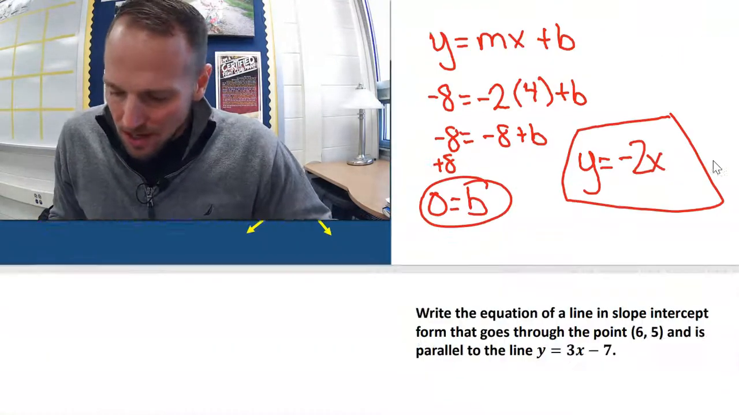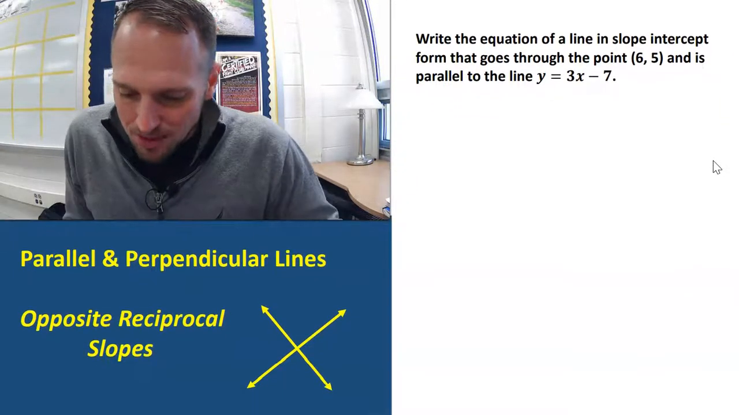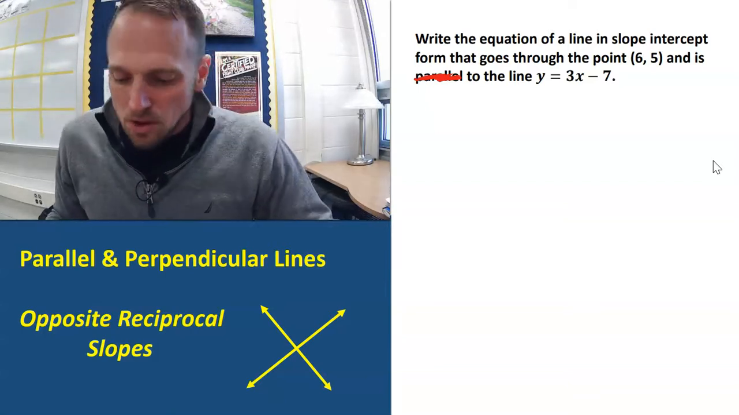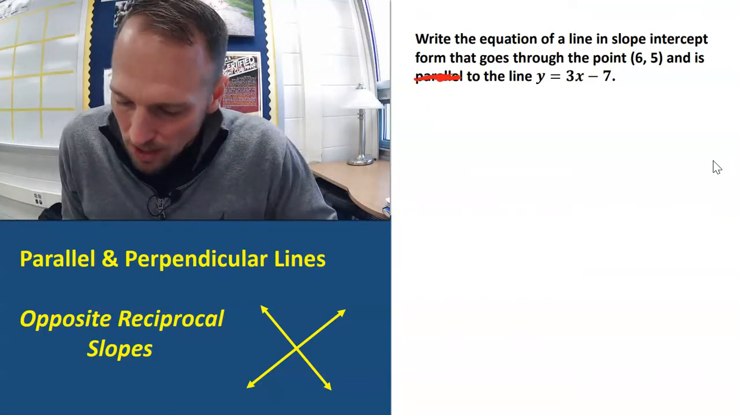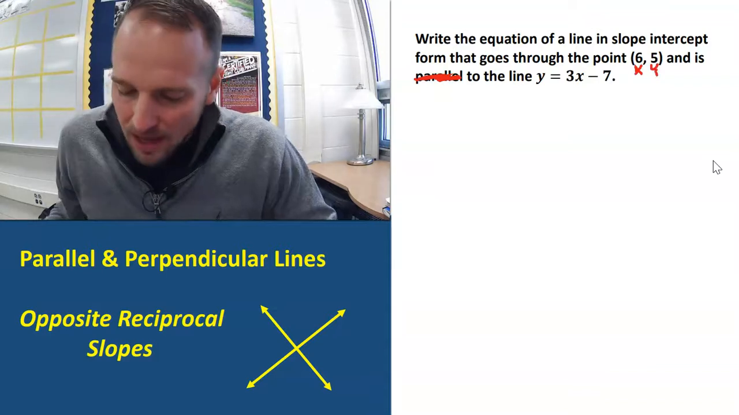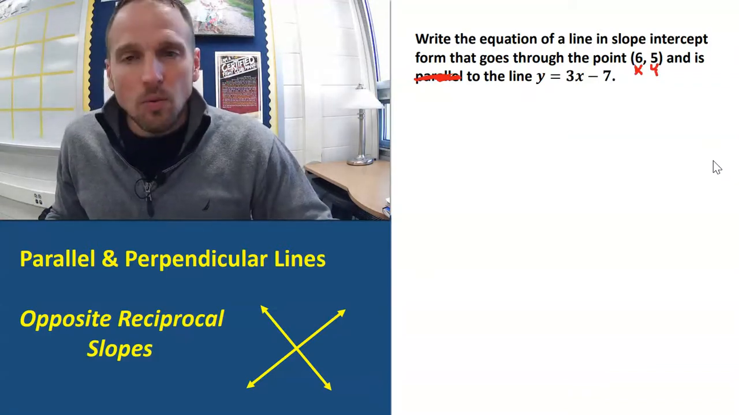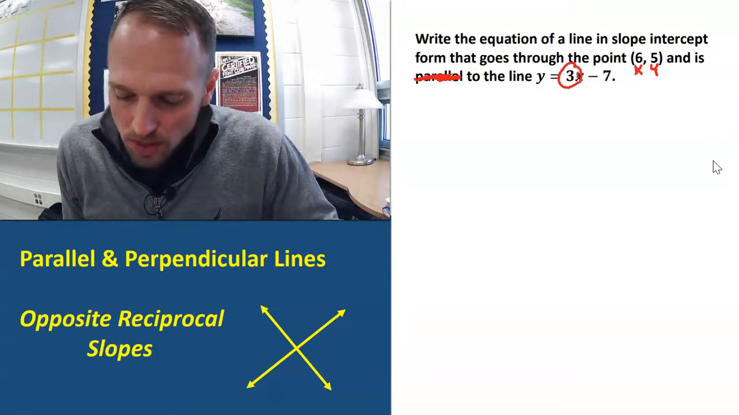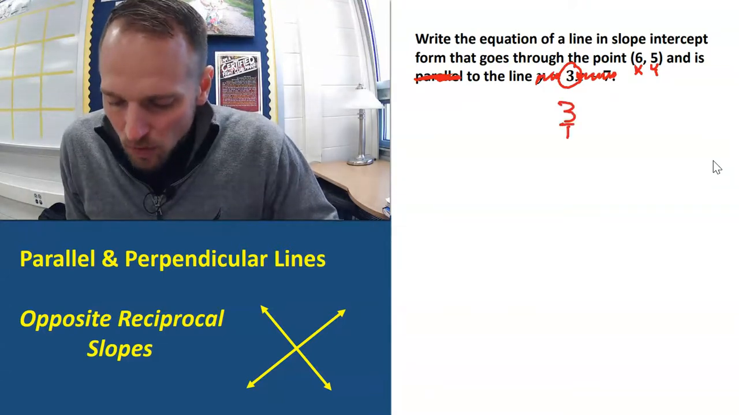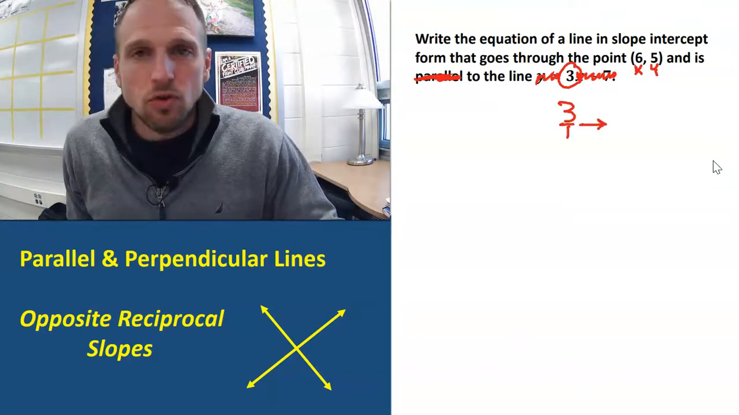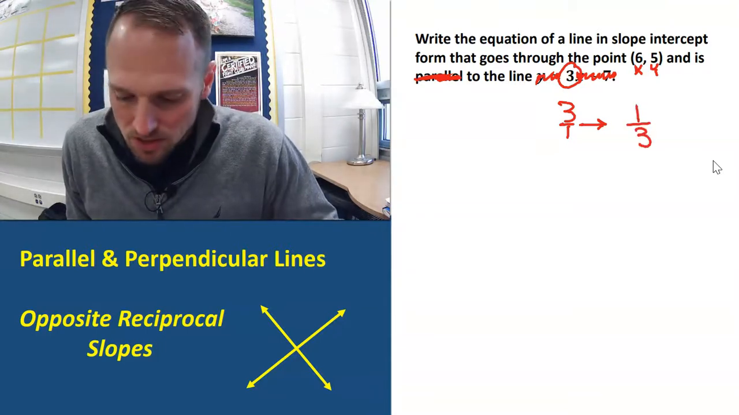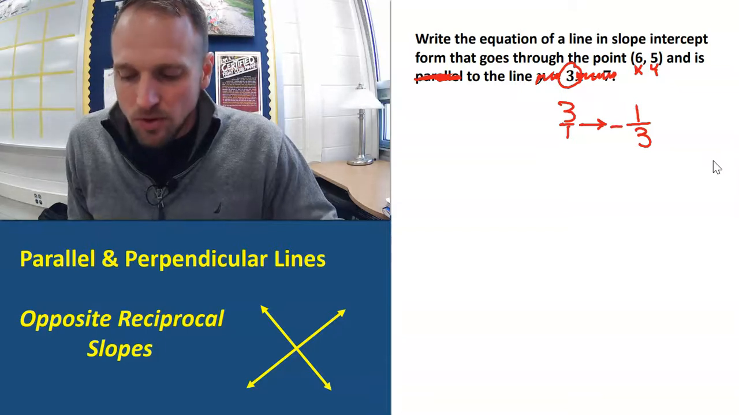All right, so really not bad. Same thing, I've got the same typo here. Just know that we're going to figure out parallel or perpendicular. Write the equation of a line in slope-intercept form that goes through the point (6, 5), so we have an x and a y, and is perpendicular to the line y equals 3x minus 7. Okay, so with this, our slope is 3. Think about that as 3 over 1. To be perpendicular, we have to flip it to 1/3 and change the sign. This was a +3, so now it's going to be -1/3 as our slope.